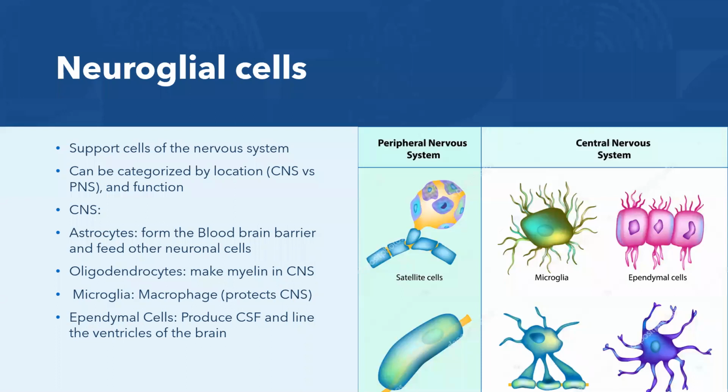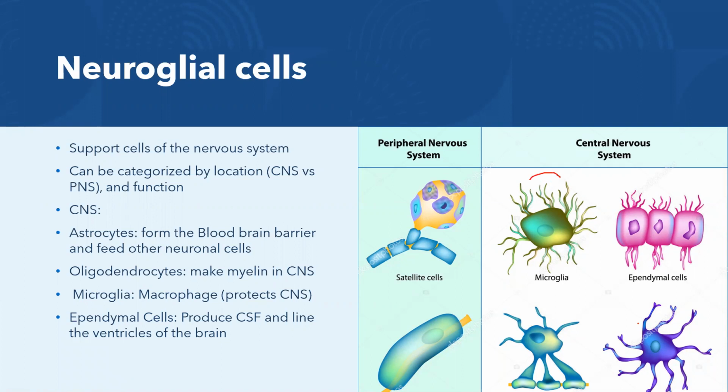So first off, we're talking about neuroglial cells. Neuroglial cells are support cells in the nervous system. This means they support the neurons. We want to differentiate between the peripheral nervous system and the central nervous system. Since this presentation is only on the central nervous system, we are only going to focus on the neuroglial cells in the central nervous system.